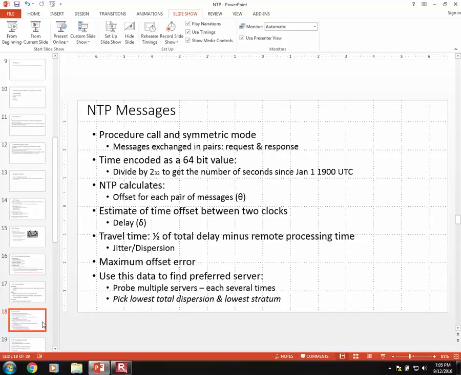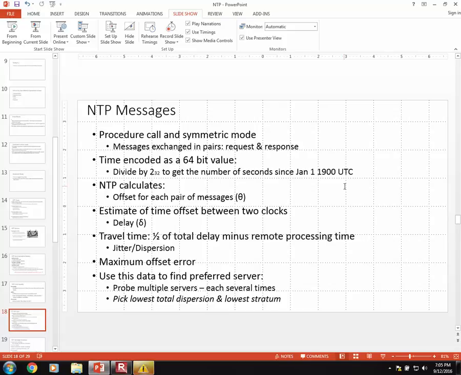Let's talk a little bit about NTP messages. Unfortunately, I don't have a Wireshark lab, but I may be able to find a video that we can add to the additional material to show you some NTP messages across Wireshark. So NTP messages have a procedure call and a symmetric mode, and messages are exchanged in pairs with a request message and a response message.